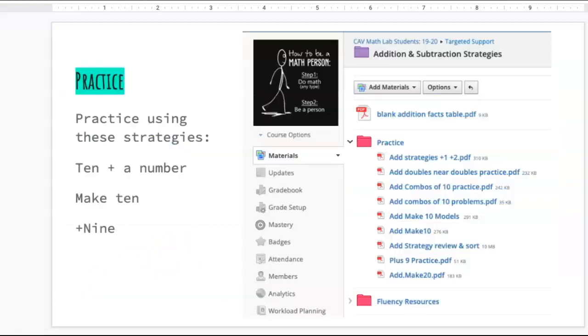If you head over to the CAV Math Lab course on Schoology, we've got some practice packets for you. If you go into the targeted support folder, you'll see an addition and subtraction strategies folder. And there we've got some practice packets to practice your strategies of making 10 and your plus 9 strategy. We even have some more that can go up to making 20. In the Fluency Resources folder, you'll see some games that you can play as well that are really great in helping you practice these strategies.